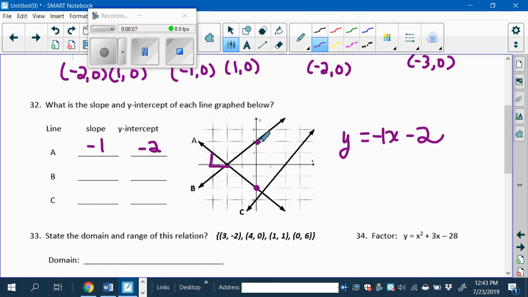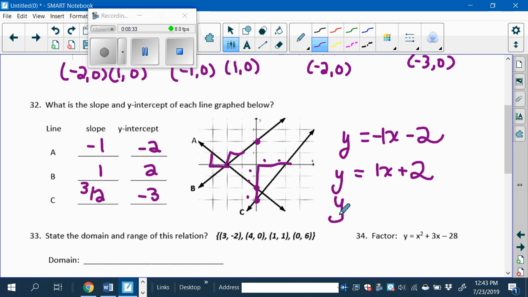B, my y-intercept is a +2, and this is a positive slope, and it goes up 1 and over 1. So this one would be y is equal to 1x plus 2. And C, my y-intercept is -3, and we have a steeper line here. So I went up 3 and over 2, so that's 3/2. So this one would be y is equal to 3/2 x minus 3.